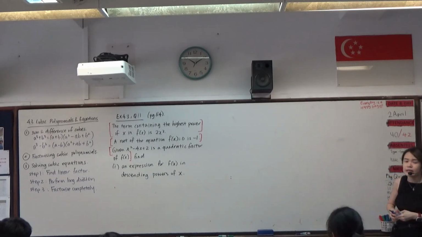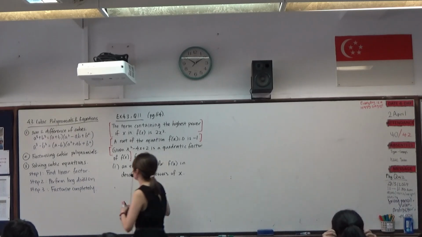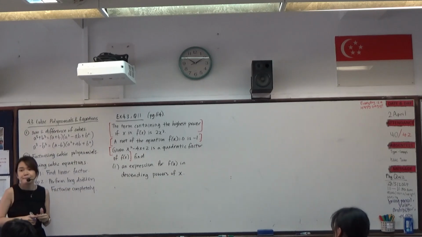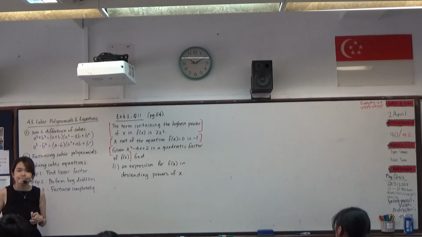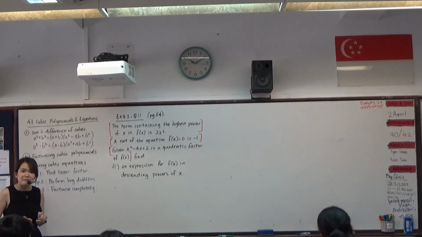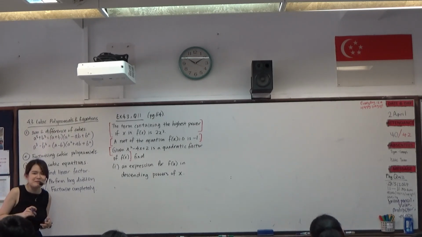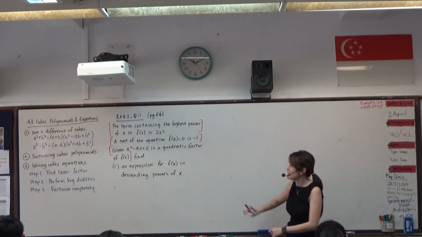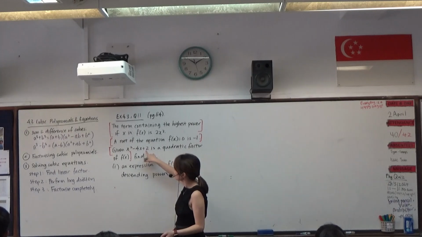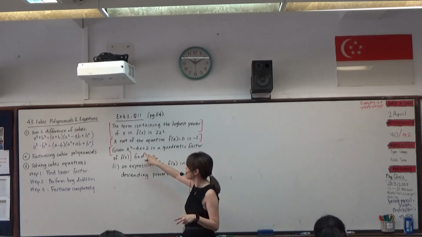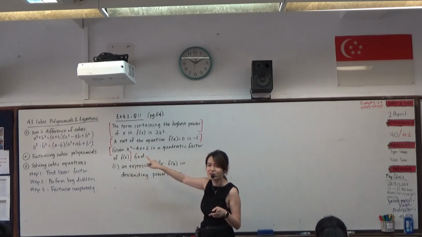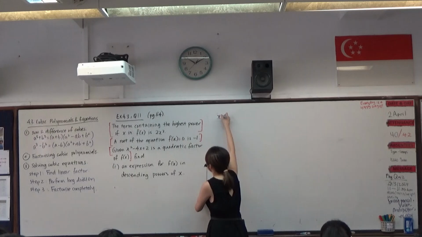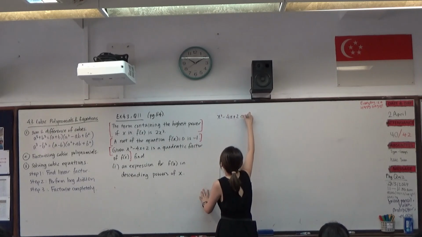So let's look at the very last piece of information first. It says x squared minus 4x plus 2 is a quadratic factor. Can it be further factorized? You think about it, Moses? Cannot. X squared minus 4x plus 2 cannot be further factorized. There's no way for you to have two numbers that multiply to be 2 and add up to become 4. That's not possible. So we know that x squared minus 4x plus 2 cannot be further factorized.